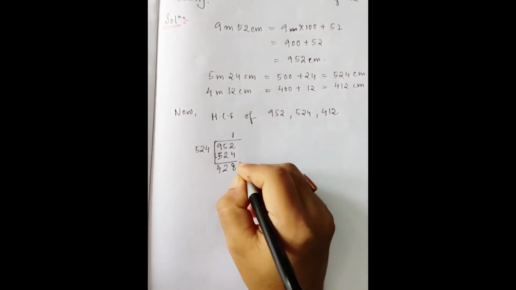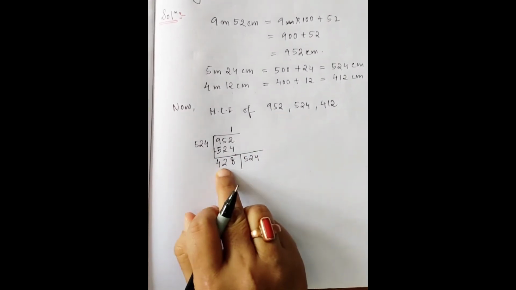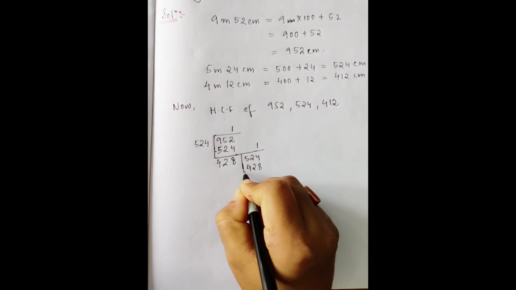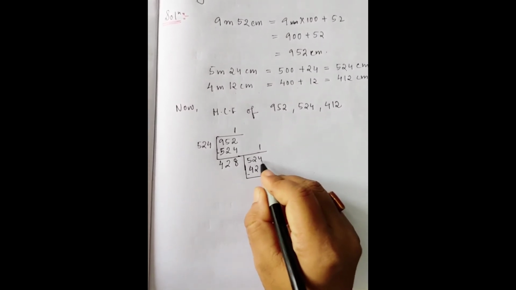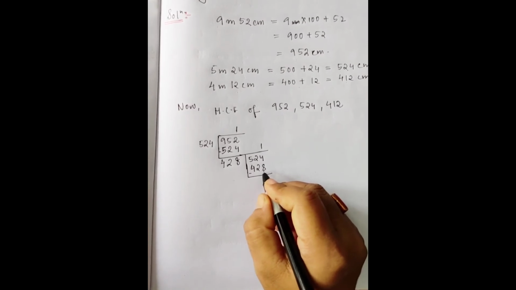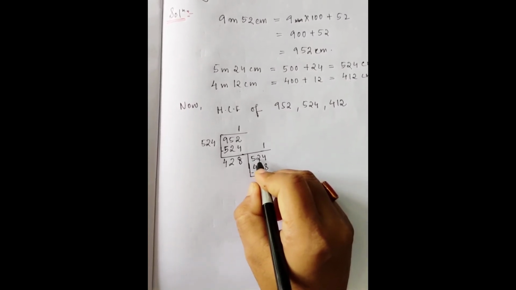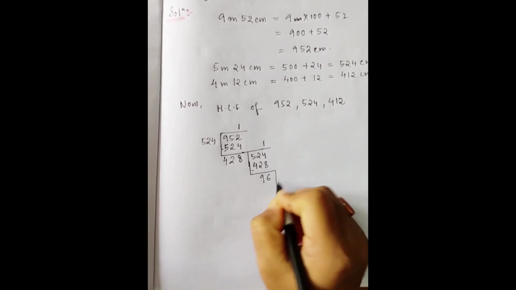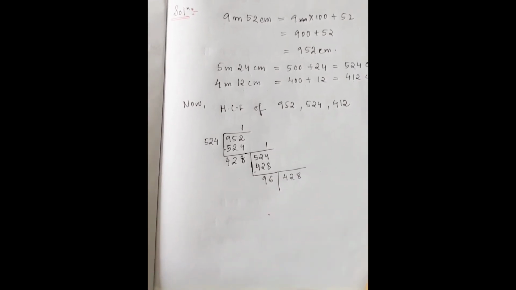Now we will divide 524 by 428. It will be 1 times only 428. Now you do subtraction. So you will be getting again 4. So 14 minus 8, that means 6. Now here 1 you have got, so it will be 11. 11 minus 2 is how much? It will be 9. Now again we will do 428 divided by 96.